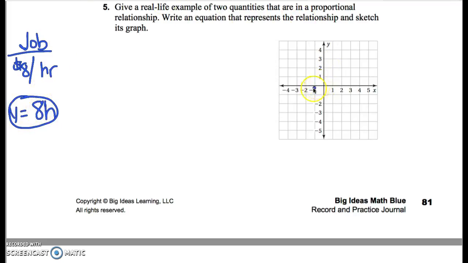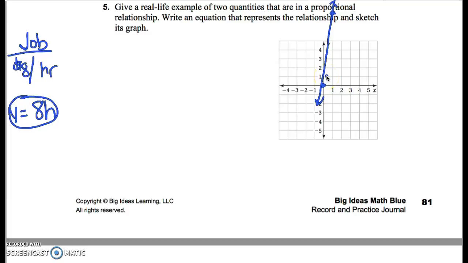Now, this graph isn't the best to represent this one, but if I worked 0 hours, I get paid $0. If I work 1 hour, I would get paid $8, which is somewhere up here. So you see how the graph would work. 2 hours, I'd get paid $16, and so on.